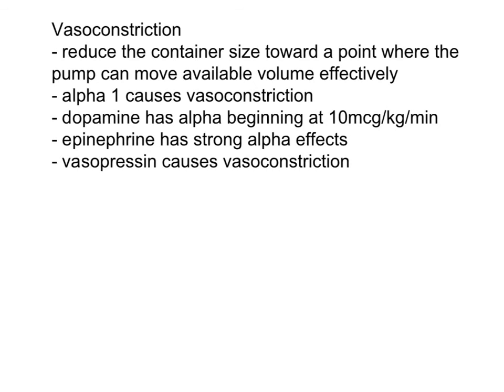Vasoconstrictors, the agents with alpha effects that we have in our toolbox, again, dopamine and epinephrine, they both have strong alpha effects. And then I want to mention vasopressin. Vasopressin doesn't work by the same mechanism as dopamine and epinephrine, but does directly cause vasoconstriction. So, in summary, we can do things to manipulate the heart rate and the stroke volume, therefore increase cardiac output. We can do things to increase the volume, or we can do things to reduce the container size.